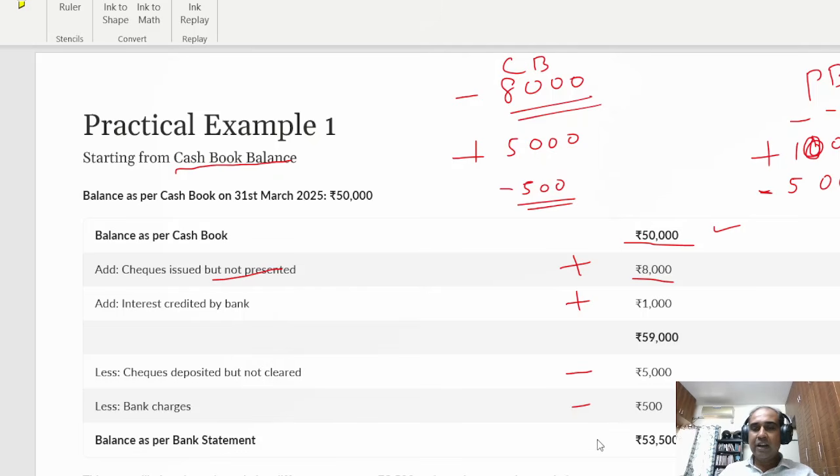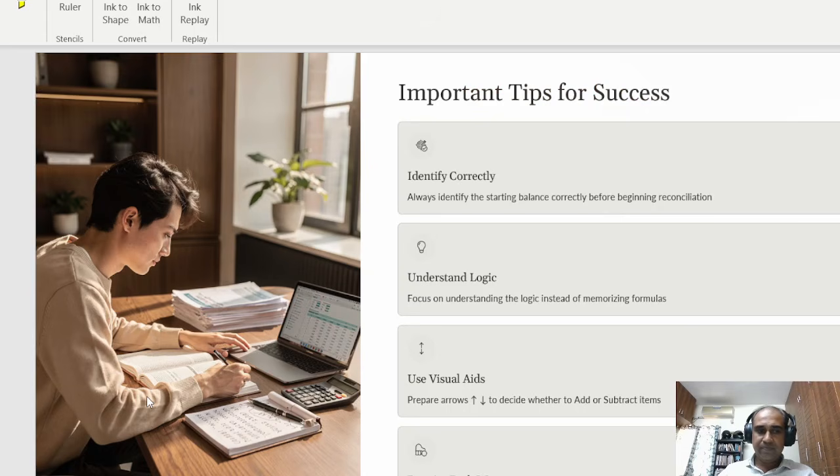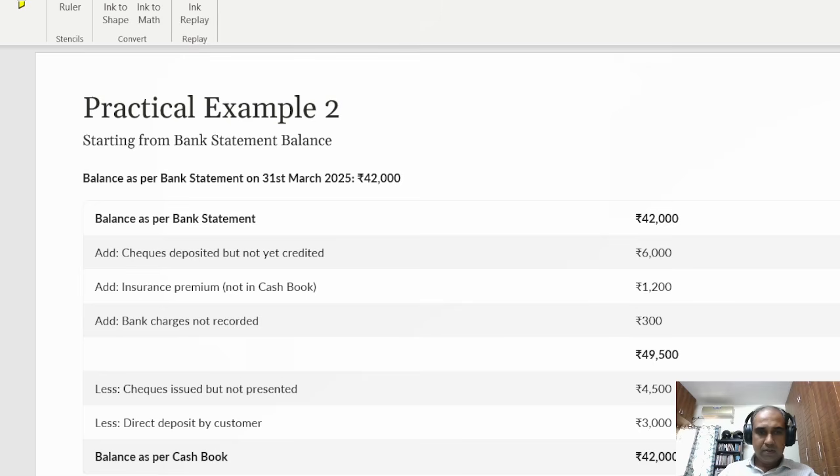And finally, after all this adjustment, what I will get is 53,500. This should be the balance as per the bank statement. Clear, guys? Let us take one more illustration, guys. Illustration 2. Now be careful, guys.